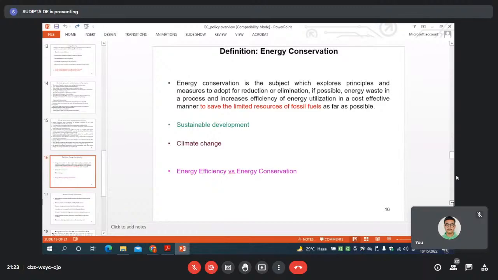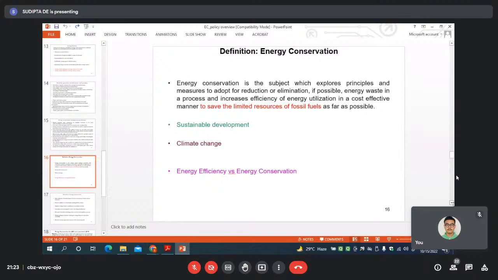Now, after this definition of energy conservation, we have two different terms: sustainable development and climate change. I am not going to discuss this again, because as far as I remember, the sustainable development goals have been discussed, isn't it? Yes, sir. Okay, fine.